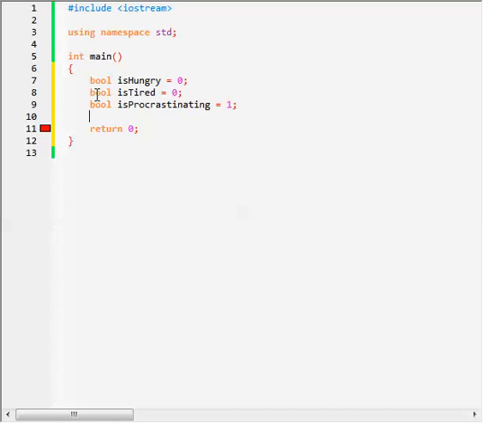So let's say we have these three variables. Now let's say I'm going to make the variable bool is not hungry. Well, bool is not hungry would have to be the opposite of is hungry. So at this point in time, I'm going to set is not hungry to the opposite of is hungry. What you do to do that is you use the not operator, the exclamation point, and you write is hungry. So what that does is it negates 0, turns it into 1, and is not hungry becomes 1.